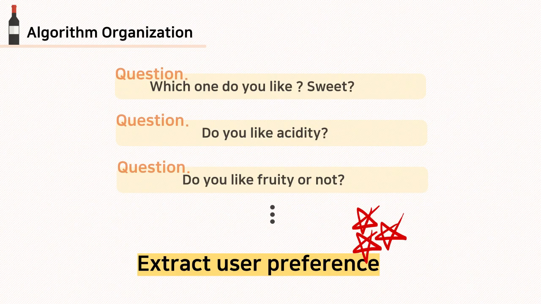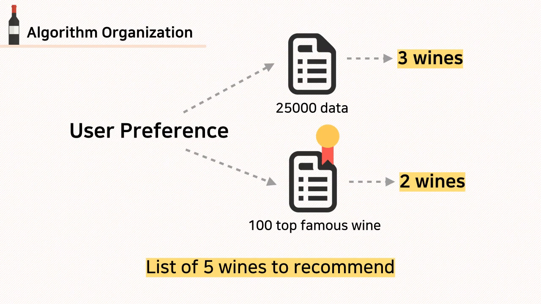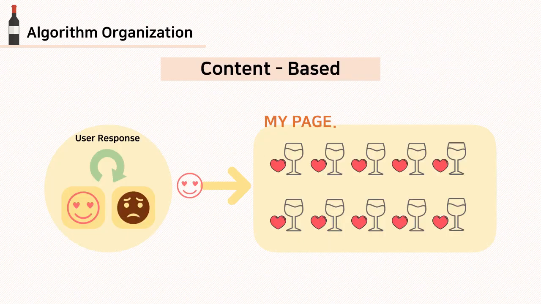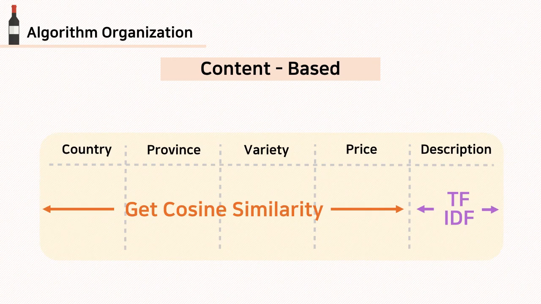In knowledge-based, based on the user profile, the system recommends 5 wines. 3 are from the 25,000 data, and 2 are from top famous wines, which match the user preference. Secondly, the content-based recommendation uses My Wine List from users' responses, which indicates users' preferred wines. The content-based part uses largely 2 methods: one is cosine similarity, and the other is TF-IDF. For the country, province, variety, and price, we use the former, and for the description part, we use the latter.